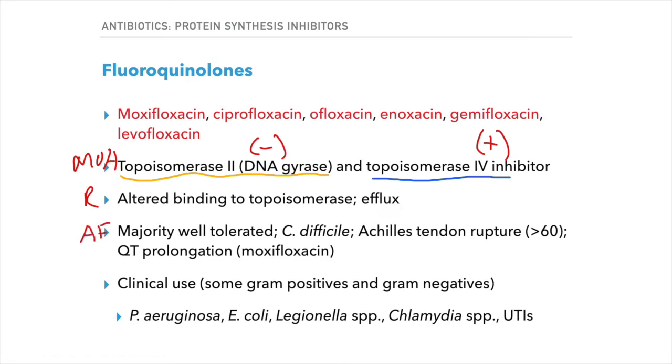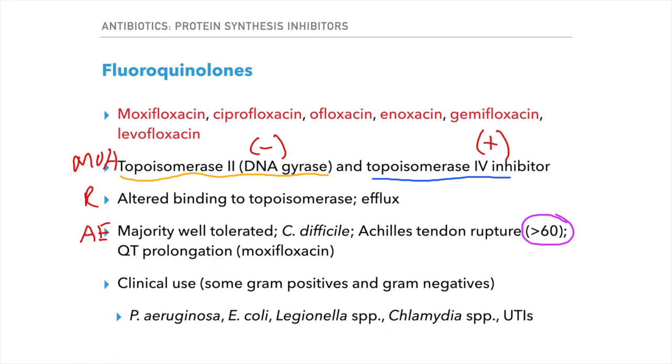Focusing on adverse effects, a majority of fluoroquinolones are well tolerated. Fluoroquinolones can alter the intestinal microbiome, which can lead to C. difficile-induced colitis. In addition, fluoroquinolones can also lead to Achilles tendon rupture, and this happens more frequently in patients that are over the age of 60. A unique adverse effect that relates to a single fluoroquinolone is that of moxifloxacin inducing QT prolongation.